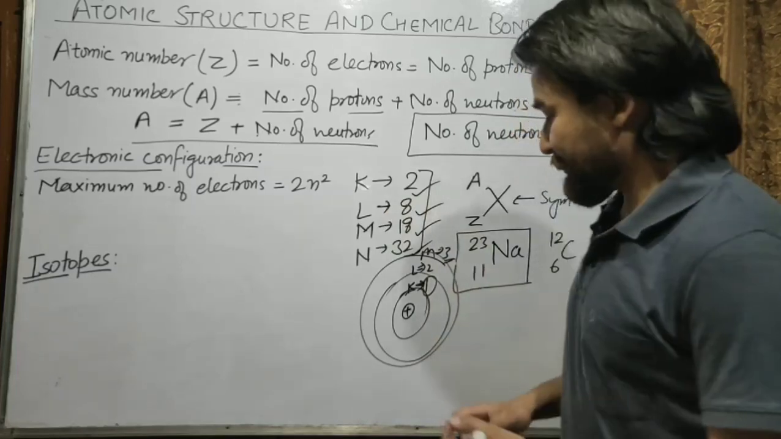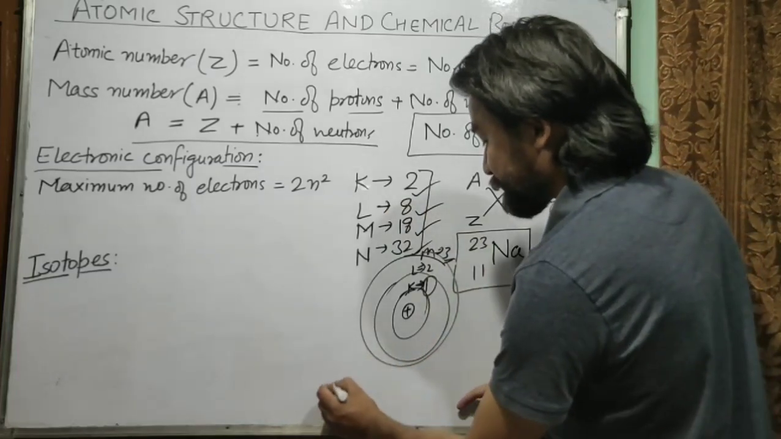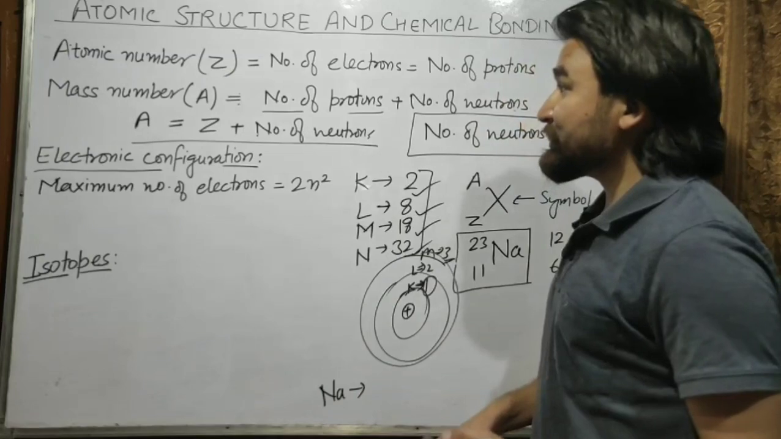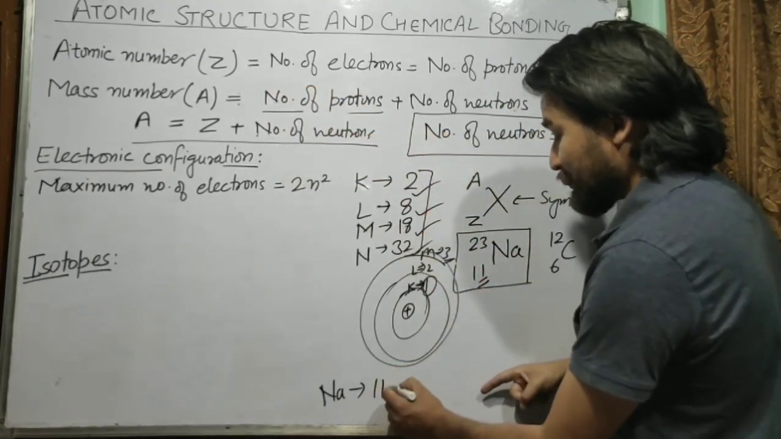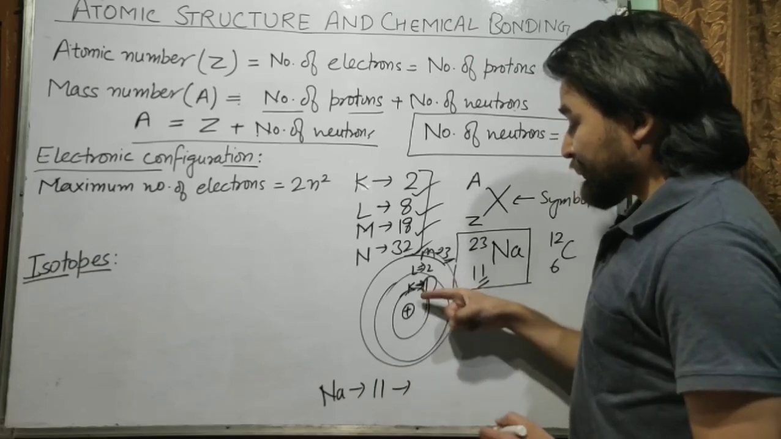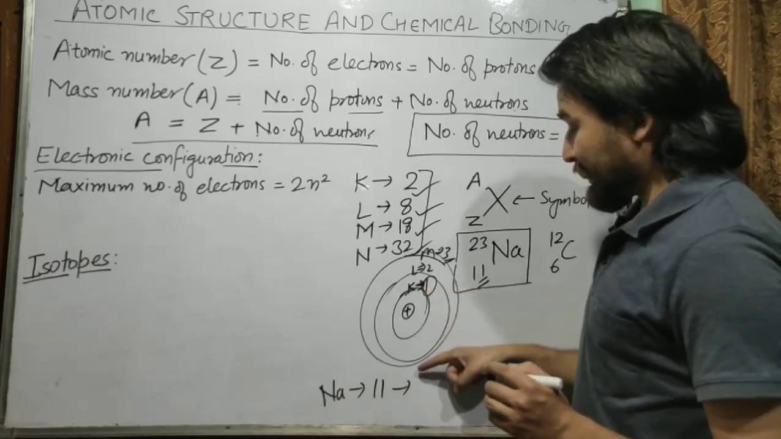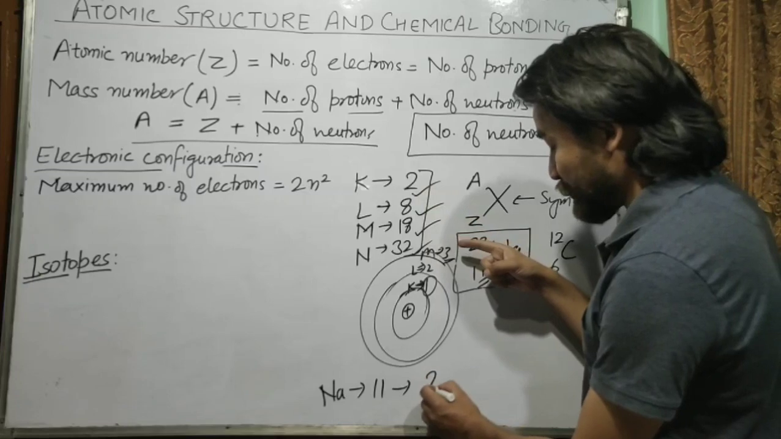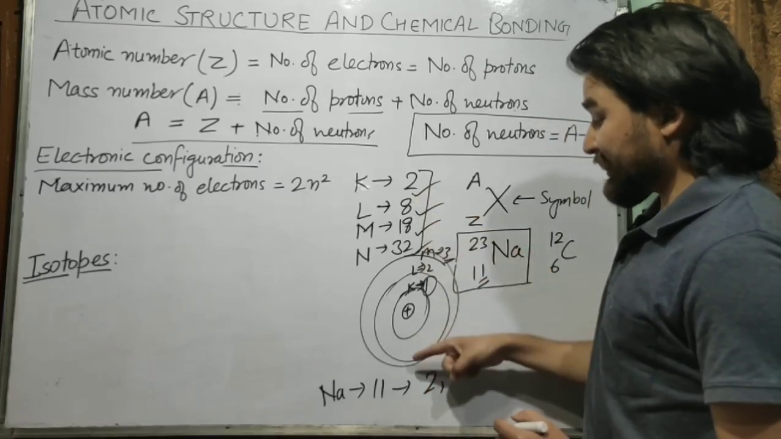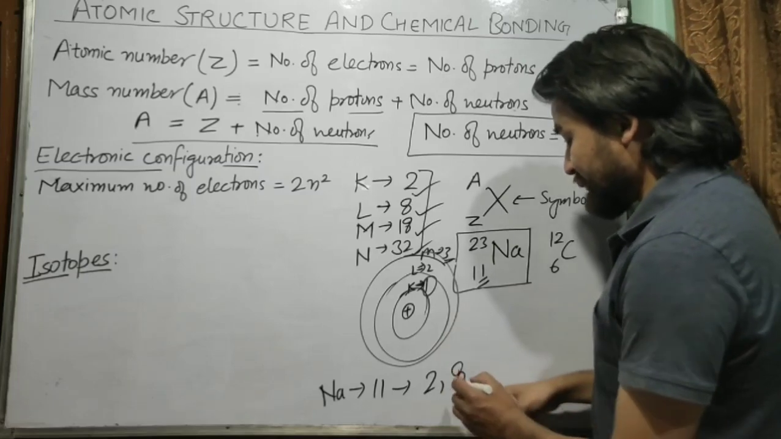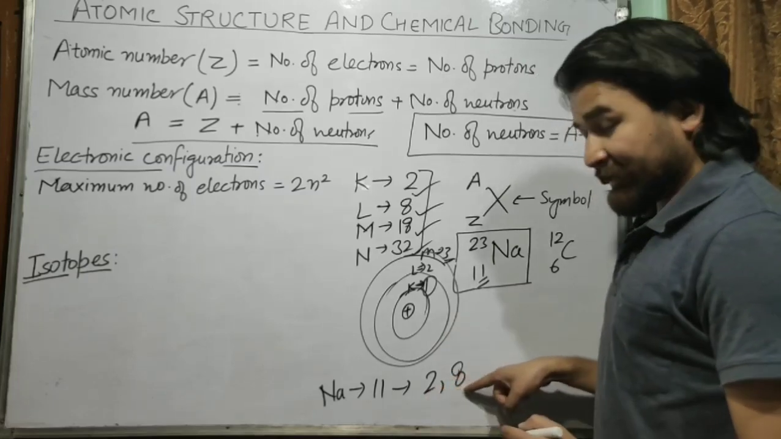Let's see an example, like sodium. How many electrons are present in sodium? That is equal to the atomic number. The atomic number of sodium is 11. So what will be the electronic configuration of sodium? The first shell of sodium can have a maximum of 2 electrons, so it is written as 2. Then the second shell can have 8 electrons, so that is 8. So 2 plus 8 is 10.